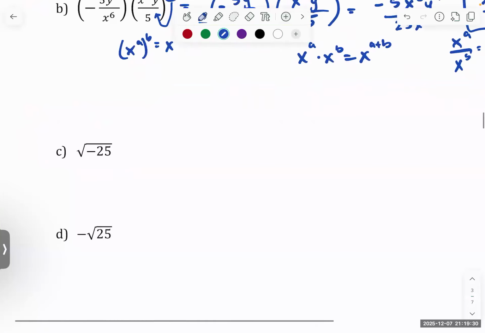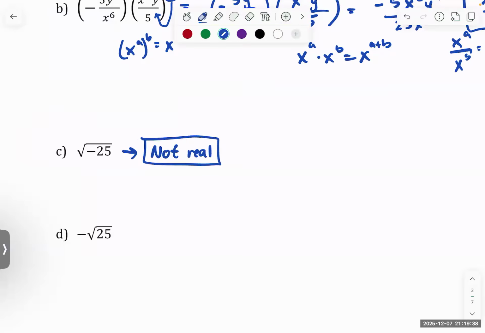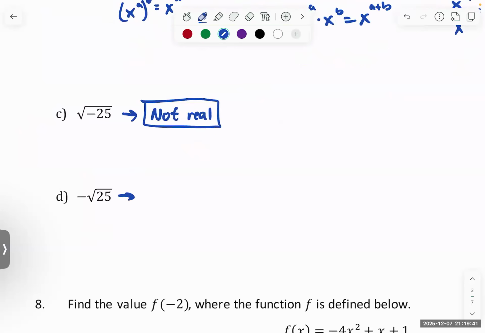All right, for this next one, you can't take a square root of a negative. This is not real. But this, however, has the negative on the outside, which is fine, and the square root of positive 25 is 5. It's supposed to be an equal sign. Super.